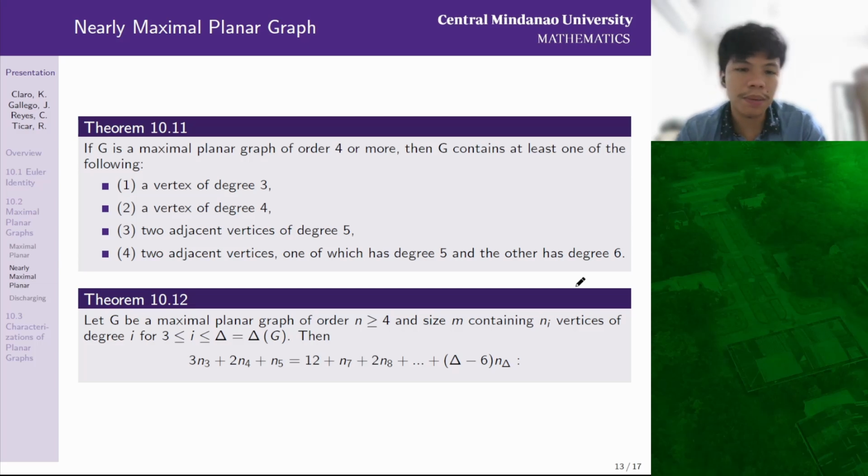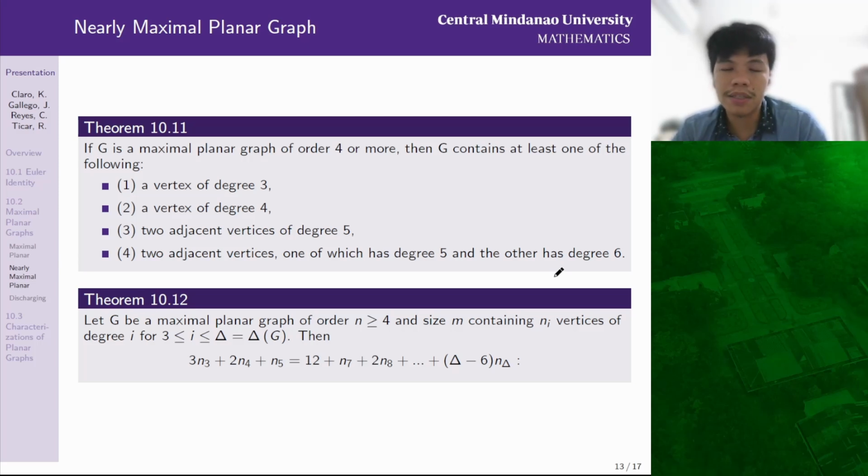So, okay, for theorem 10.12, if G is a maximal planar graph of order n greater than or equal to 4 and size m, it will contain vertices n sub i with degrees i, where i is greater than or equal to 3 but less than or equal to the delta of G. Now, this maximal planar graph G will follow the distribution below, which is given by this equation: 3n sub 3 plus 2n sub 4 plus n sub 5 will be equal to 12 plus n sub 7 plus 2n sub 8, and all the way to delta minus 6 n sub delta.